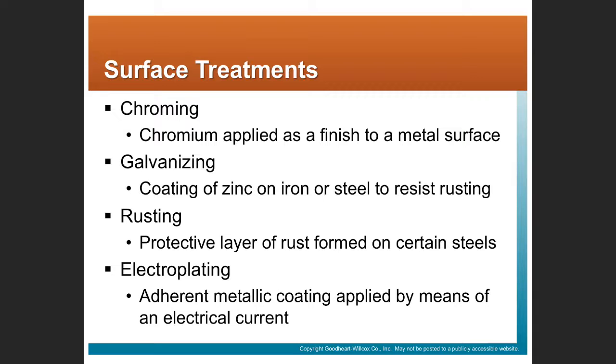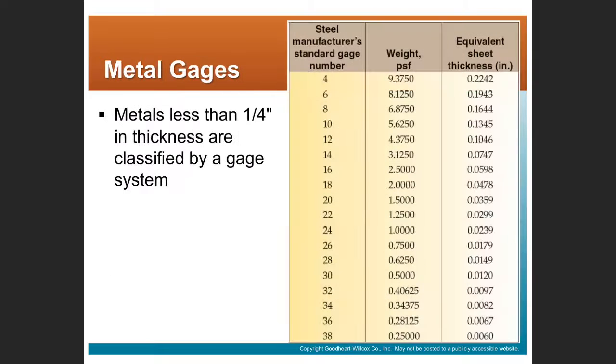We can have a protective layer of rust on certain kinds of steel. That's called Corten, C-O-R-T-E-N steel. Again, I use the example of the Daley Center downtown that has Corten steel. And we can electroplate. We can adhere some kind of metallic coating on the surface to provide, in essence, a thin veneer.